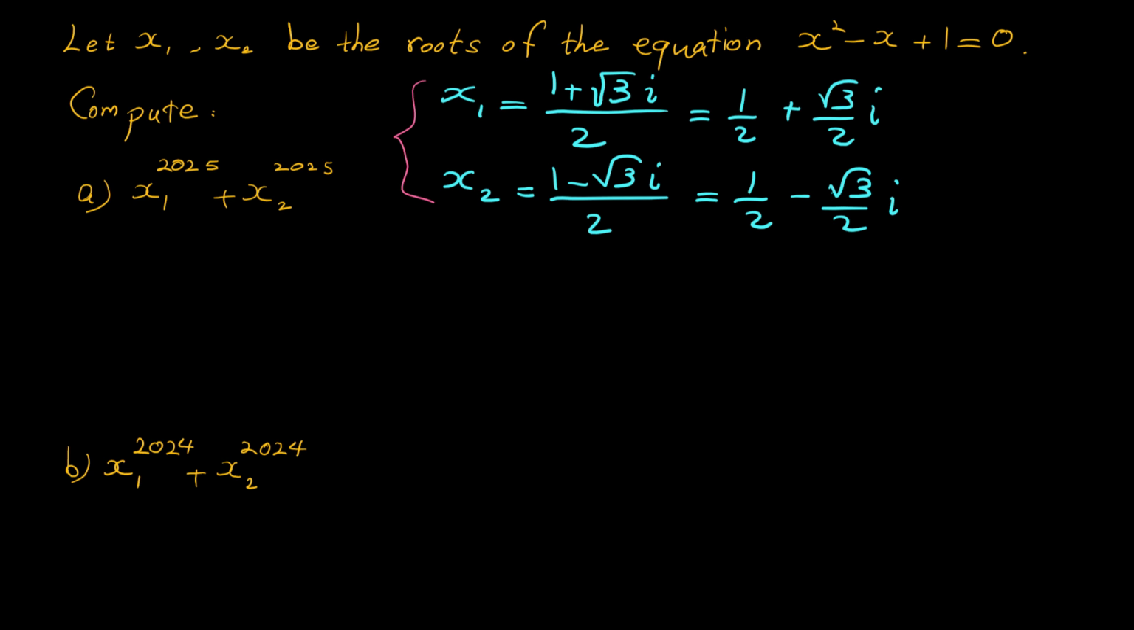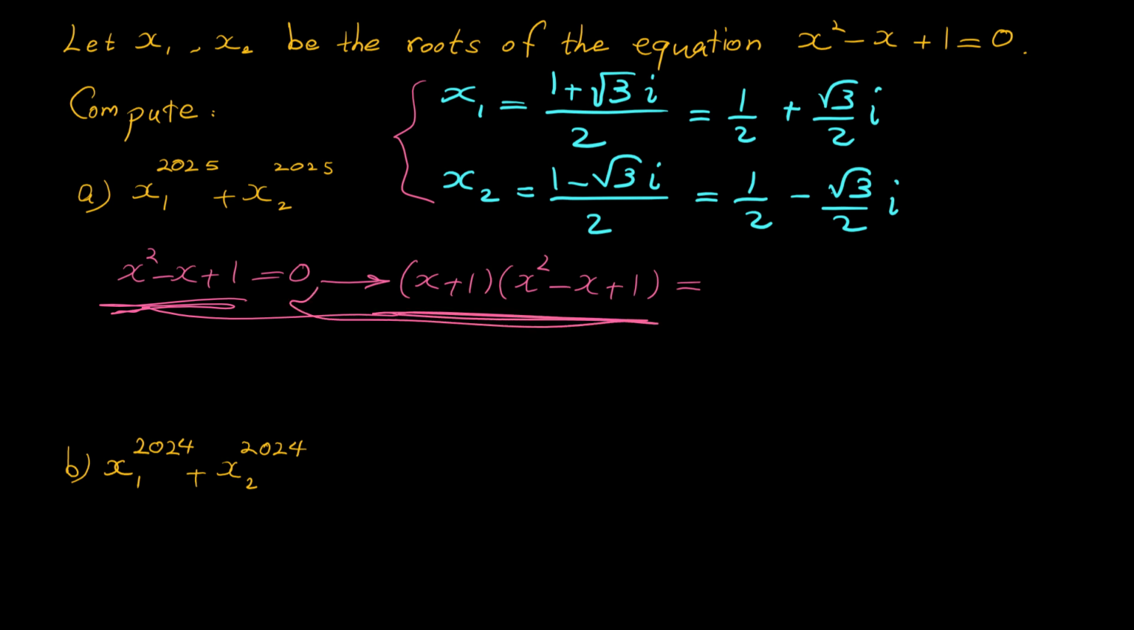Let me write down the equation here again: x^2 - x + 1 = 0. We multiply both sides of this equation by x + 1, the left side and the right side. If we multiply the left side of this equation by x + 1, we have this. And if we multiply the right side by x + 1, because here is 0, 0 times anything is 0, so the right side is again 0.